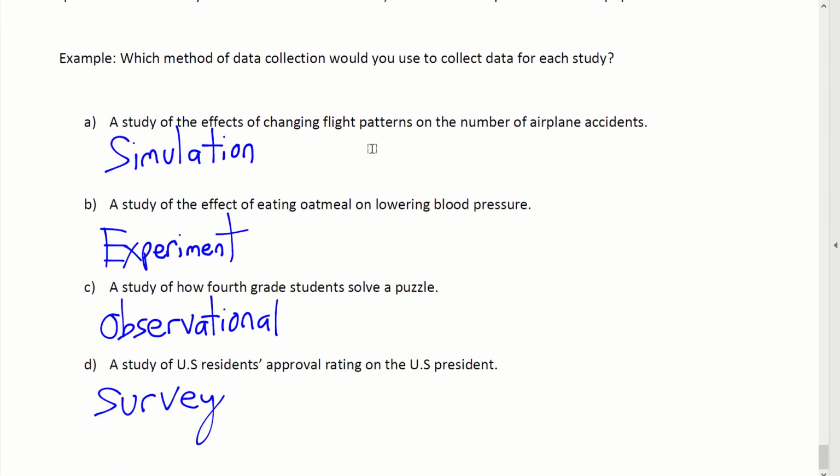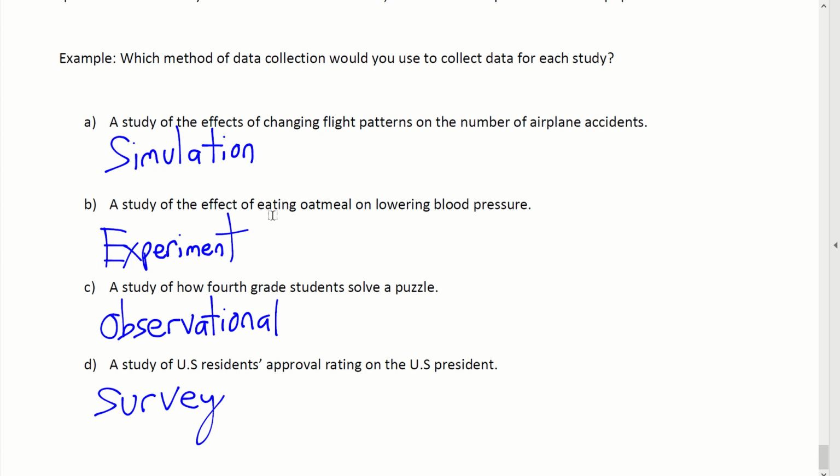Let's take a look at the following situations and determine which method of data collection will be best served for each situation. If we were to study the effects of changing flight patterns on the number of airplane accidents, that should be done via a simulation. Before we make any changes to see if fewer planes would crash, we would want to first run a simulation to see what the output of that simulation would tell us.